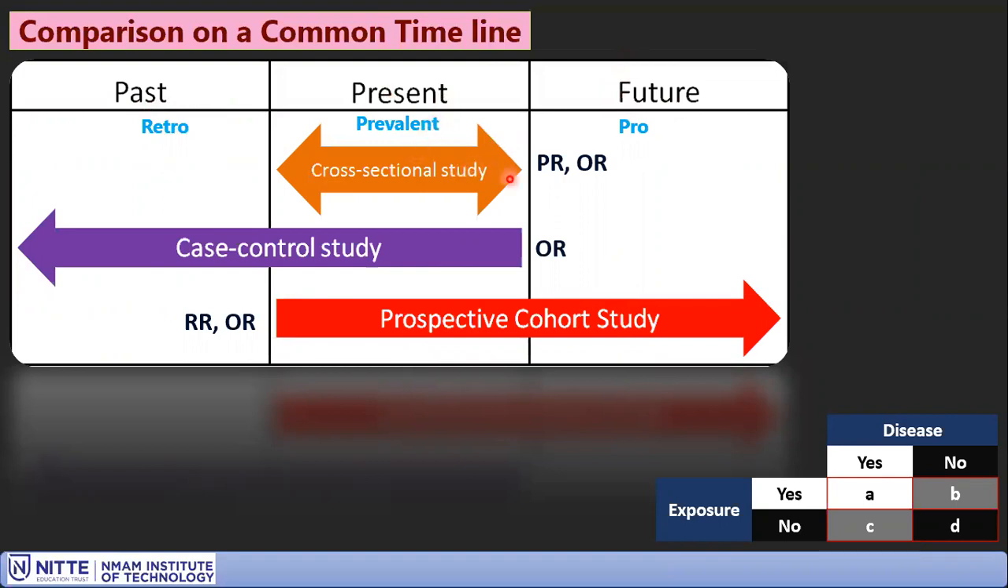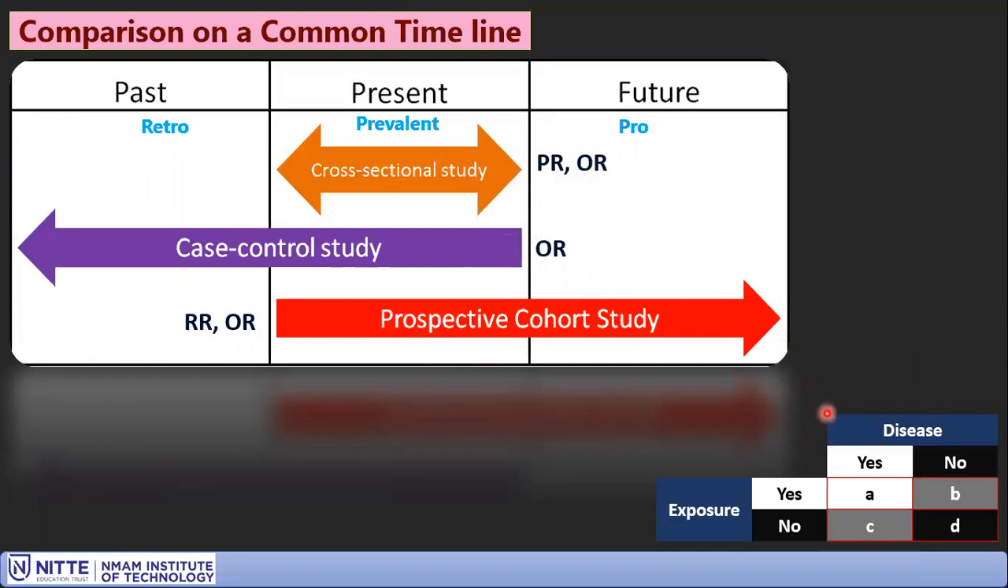So in the cross-sectional study, you come across odds ratio and prevalence ratio. In case control study, you will come across only odds ratio. There is no relative risk in the case control studies. In cohort studies, we usually go for relative risk. You can measure odds ratio also, but it has no meaning. Relative risk is the more meaningful term here. In case control study, odds ratio is more meaningful. In cross-sectional study, prevalence ratio is more meaningful.